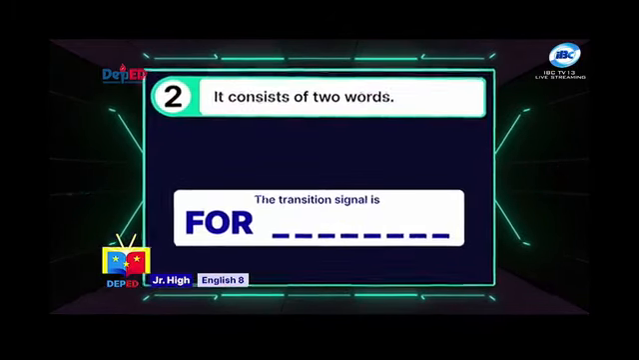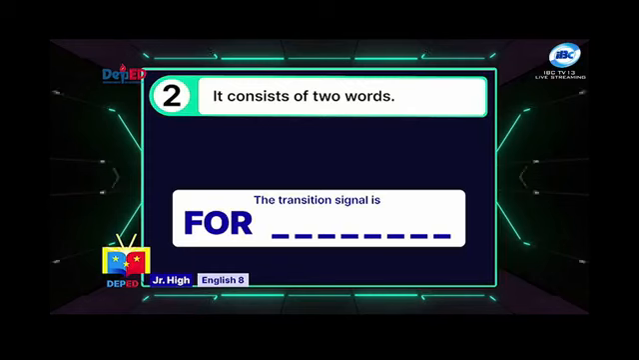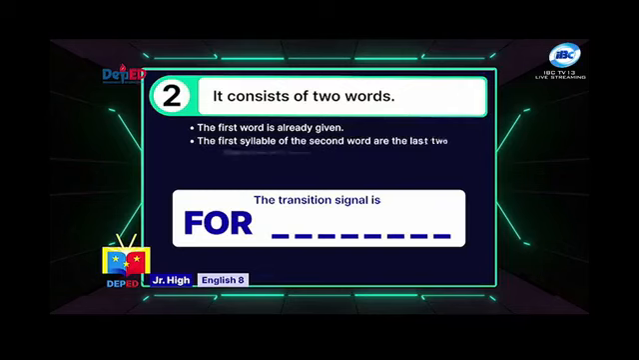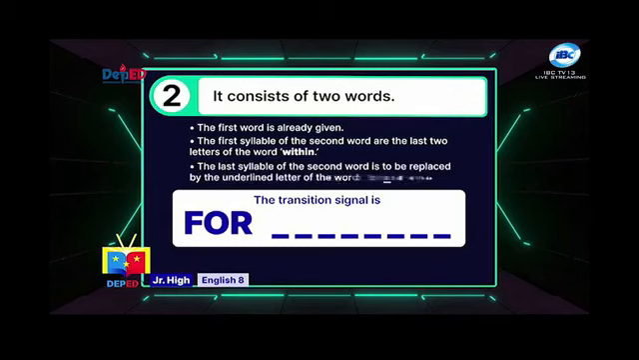Number 2. It consists of 2 words. The first word is already given. The first syllable of the second word are the last 2 letters of the word within. The last syllable of the second word is to be replaced by the underlined letter of the word stand with CE.